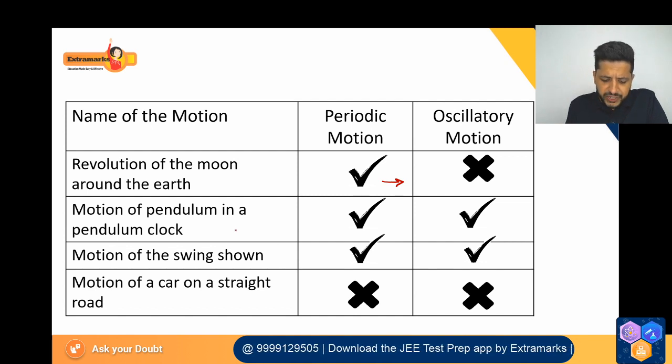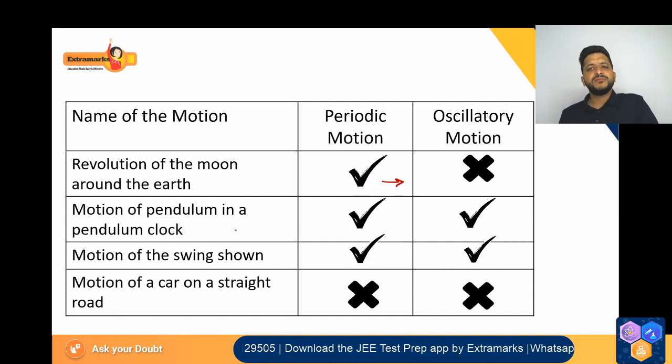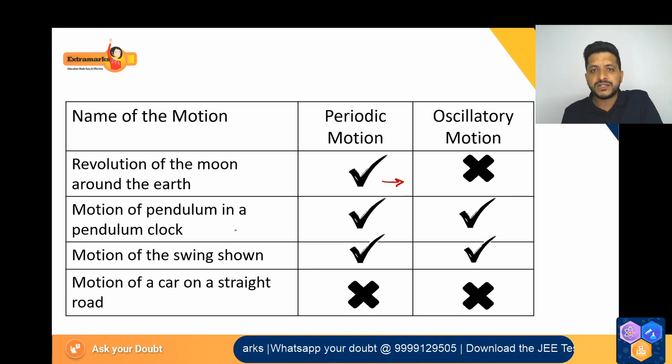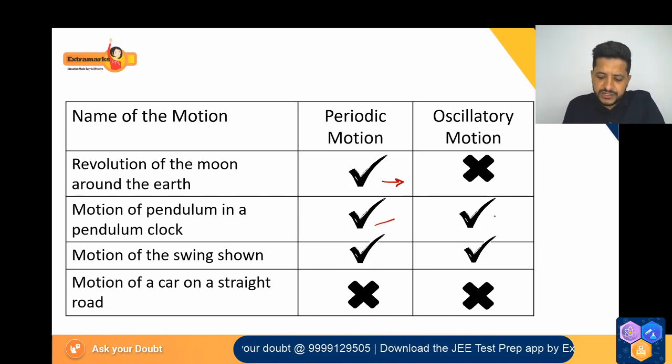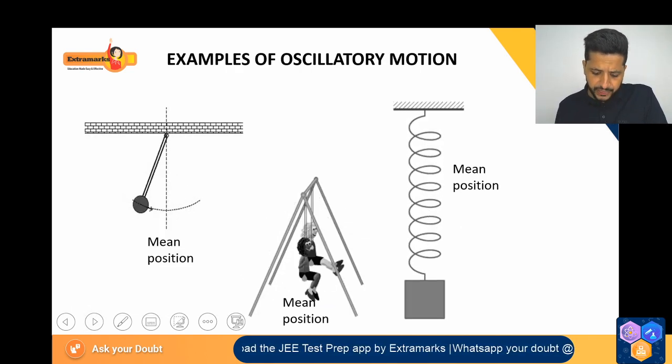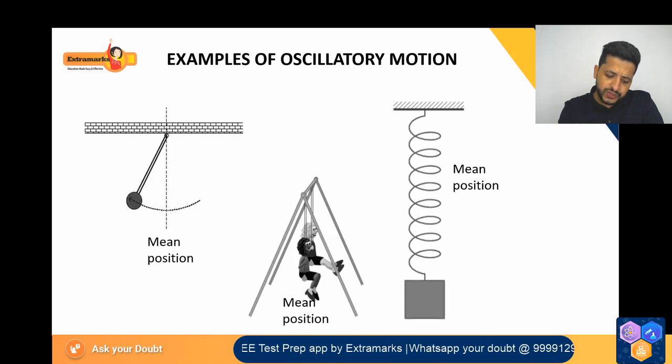Second is motion of a pendulum in a clock. We know we have clocks which are pendulums. If you know the time period of those pendulums is 2 seconds. In 2 seconds, the pendulum of that clock completes one cycle or one oscillation. So the pendulum of a clock shows periodic motion as well as oscillatory motion. Motion of the swing which is shown. So in this slide, if you see, we have 3 different examples.